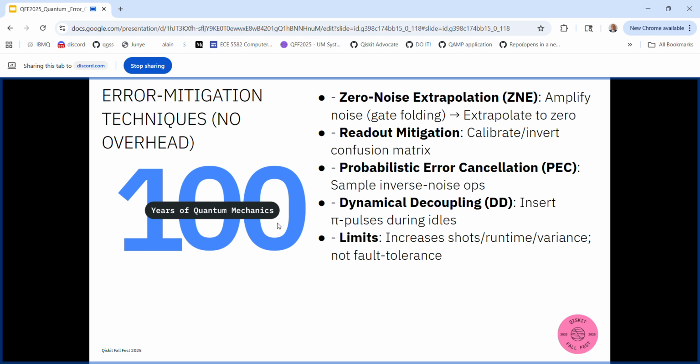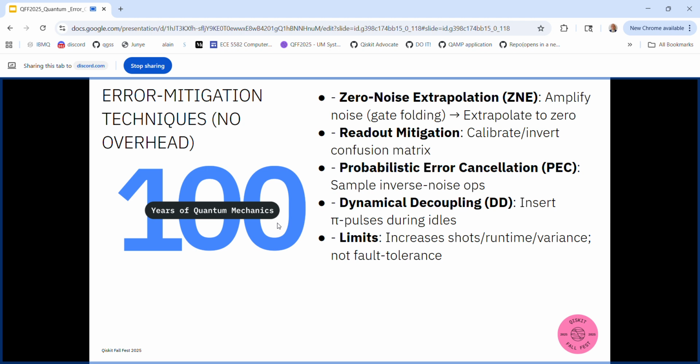Mitigation and transpilation. Zero noise extrapolation is interesting because we amplify the noise in order to understand what zero noise even looks like. So instead of running our circuit one time, we run it in multiples. We run it 3 times, we run it 5 times, we run it 7 times. And what we do is create plot points that we can fit a curve to, to extrapolate what this would look like if there was zero noise occurring in the system.